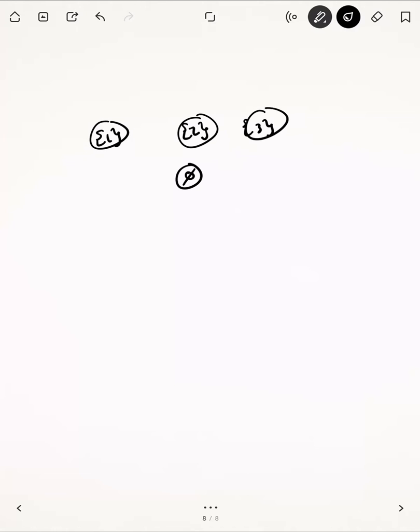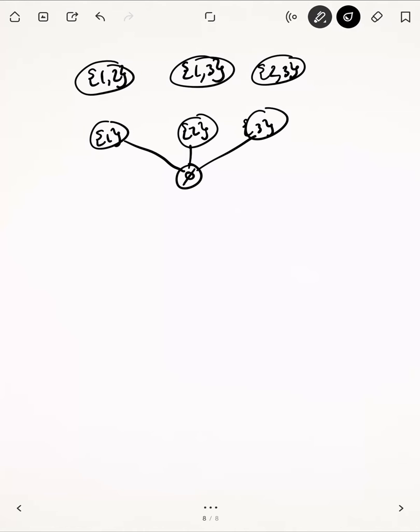So we draw them in the next row, and we connect them with lines. Now, what is the set containing just the element 1 an immediate predecessor for? Well, it's going to be an immediate predecessor for {1,2} and {1,3}. What about 2? 2 is going to be an immediate predecessor for {1,2} and {2,3}. And 3 is going to be an immediate predecessor for {1,3} and {2,3}.